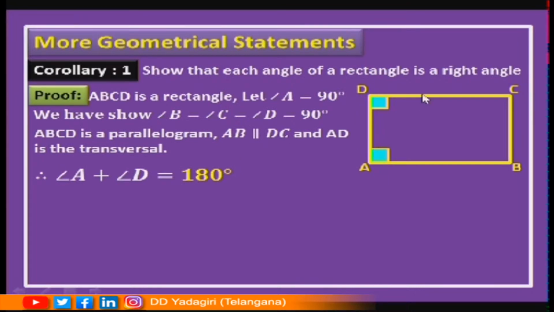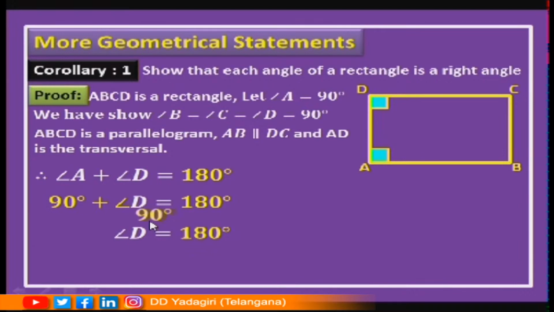That means, this angle plus this angle, the sum of these two is 180. But why is the sum of these two angles 180, children? The interior angles on the same side of the transversal are supplementary. So, that is the reason we have A plus D is 180 degrees. But we have already assumed A as 90 degrees, children. So, we are substituting A is 90, plus angle D is 180. Now, what is the value of D, children?